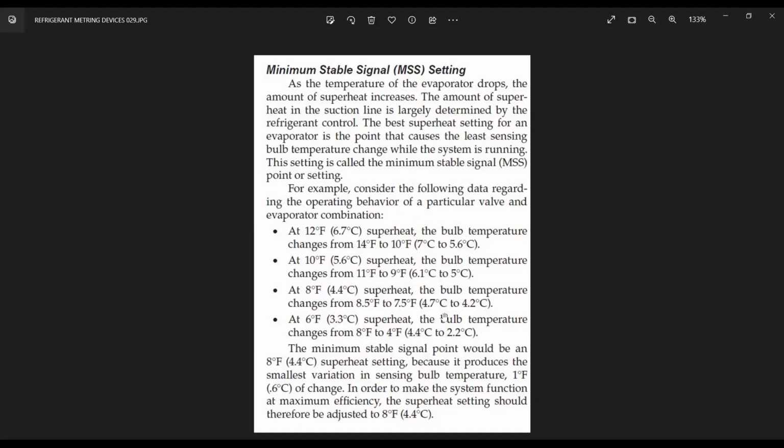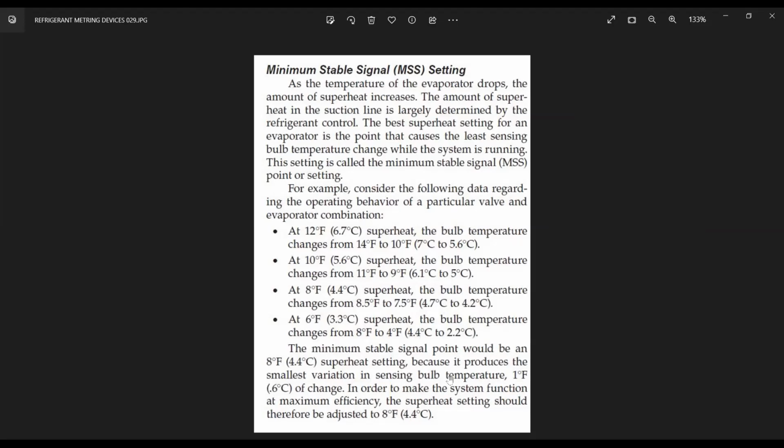As per these four readings, the minimum stable signal point, where you want the thermostatic expansion valve to be constantly stable, would be at 8 degrees Fahrenheit or 4.4 degrees Celsius superheat setting, because it produces the smallest variation of the bulb. Somewhere around 8 degrees, the temperature change of the bulb will not be that much. One degree Fahrenheit or 0.6 degree of change is between the two readings. That's why they're suggesting 4.4 degrees is the best, because from 4.7 to 4.2, only 0.6 degrees is the change of the sensing bulb temperature.